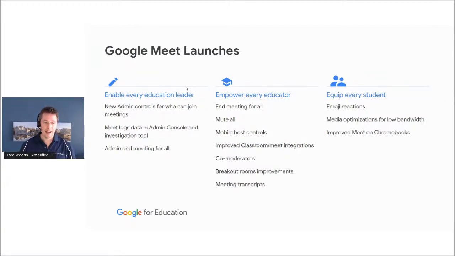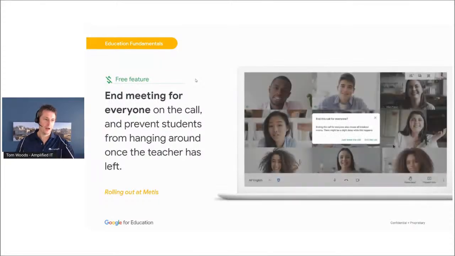New data logs in the admin console, end all meetings, mute all. Co-moderators is really great, so that you can allow someone else to be the moderator and help with those polls or help formulate those breakout rooms and things like that. Improved Meet experience on Chromebooks so that things are more efficient and run a lot smoother.